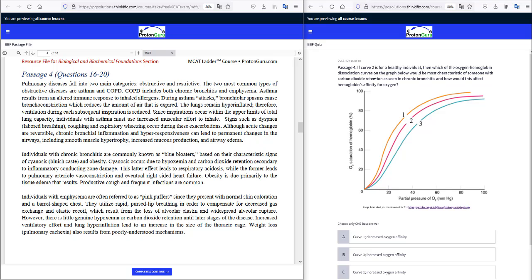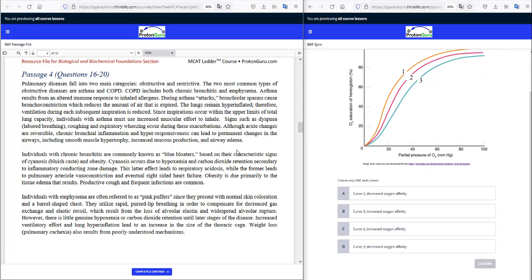So question 16. If curve 2 is for a healthy individual, then which of the oxygen hemoglobin dissociation curves on the graph below would be most characteristic of someone with carbon dioxide retention as seen in chronic bronchitis, and how would this affect hemoglobin's affinity for oxygen? Well, you can read through the passage and think about how our respiratory systems work, and even intuitively, if curve 2 is for a normal individual without some type of condition hampering their respiratory system, if you look at the partial pressure of oxygen, someone who's hampered in their ability to use that oxygen, you would expect to have a lower saturation of hemoglobin in their blood.